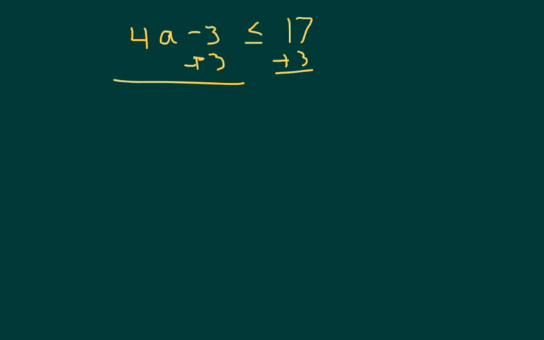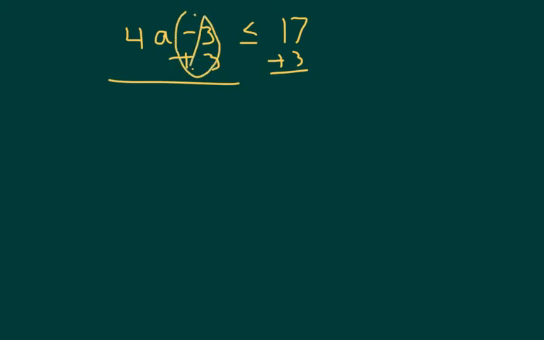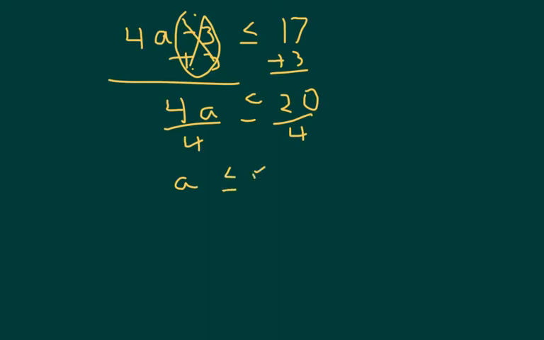Sorry about that scribbly kind of a deal there. Make that look a little bit better. That should be plus 3. The result over here is, this is a 0 pair, so that would be a 0, leaving 4a is less than or equal to 20. Divide both sides by 4. And the result is a is less than or equal to 5.